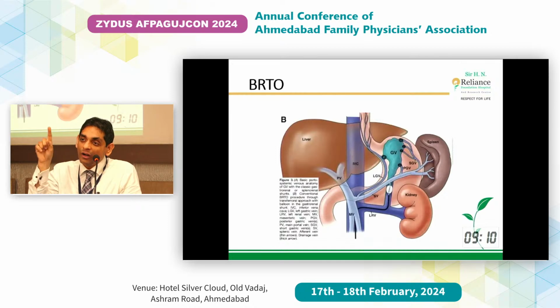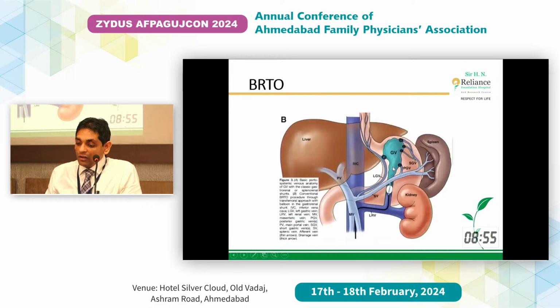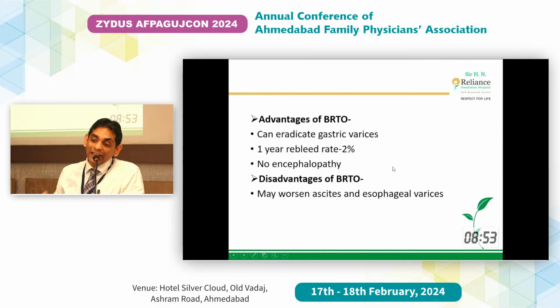So you go by the femoral vein, you identify the feeder vessel which is supplying these varices, the afferent and the efferent. But you are going through the efferent, injecting the sclerosant agent and causing it to solidify so that the feeders to the gastric varix are controlled. With the help of BRTO, we can eradicate gastric varix.